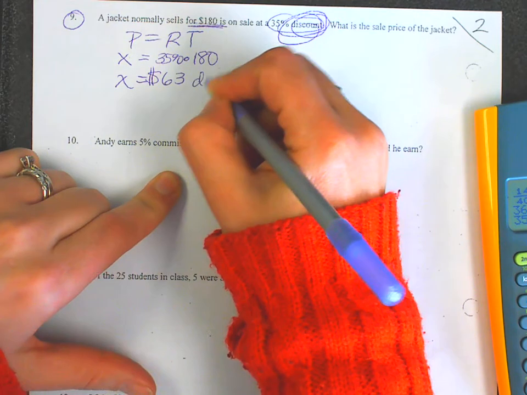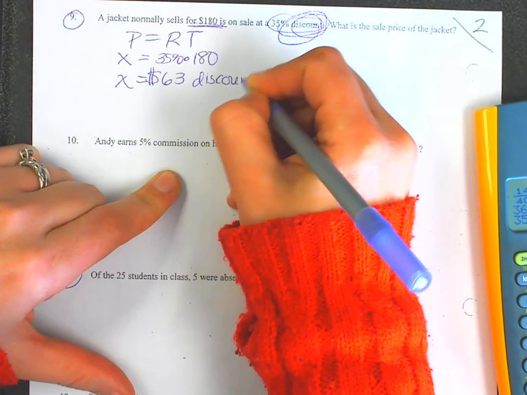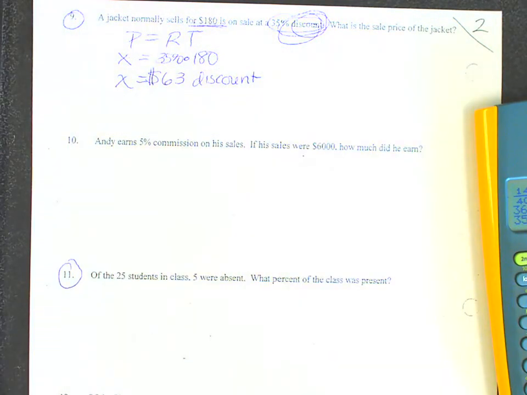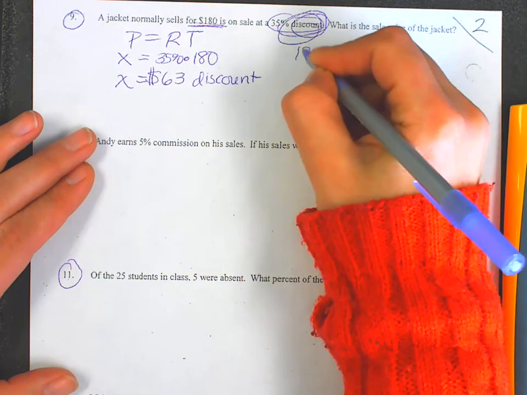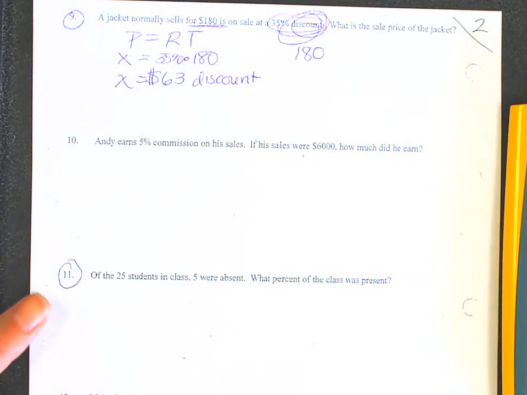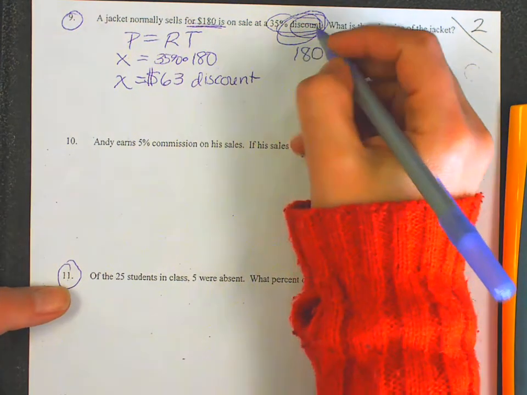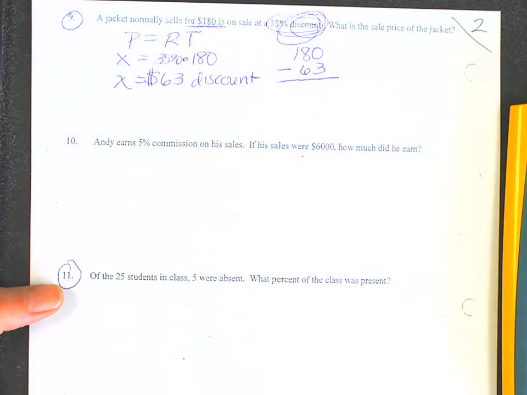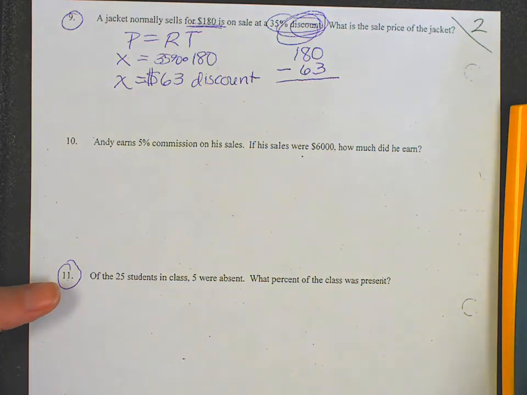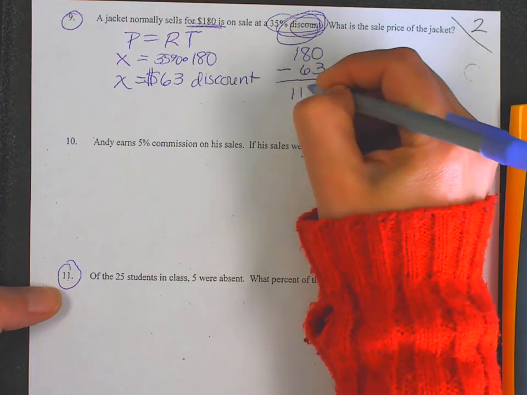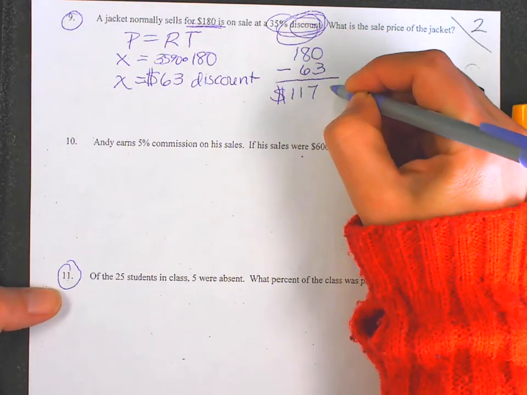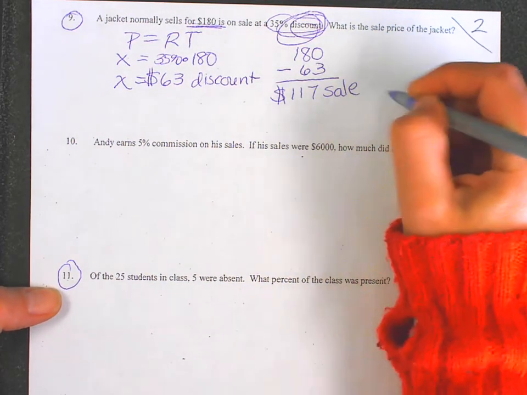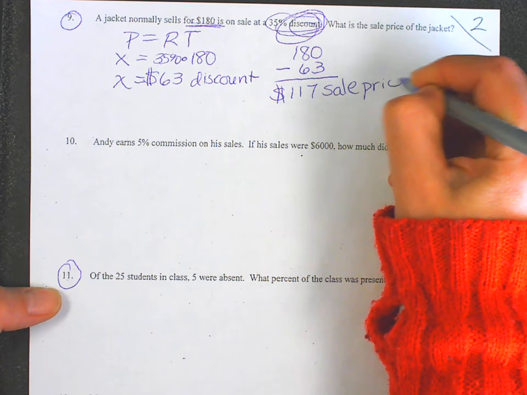You're going to learn discounts. What do you do with discounts? Discounts make things cheaper. You take your original price and you get to save $63. You get to take it off. 180 minus 63 means you're going to pay $117 for the sale price.